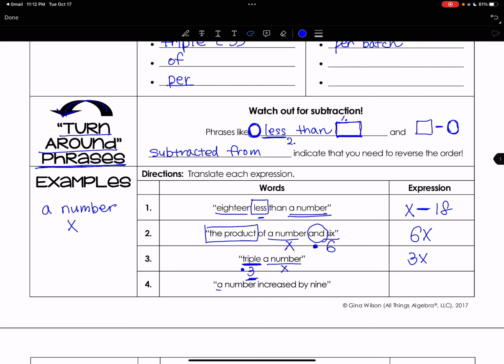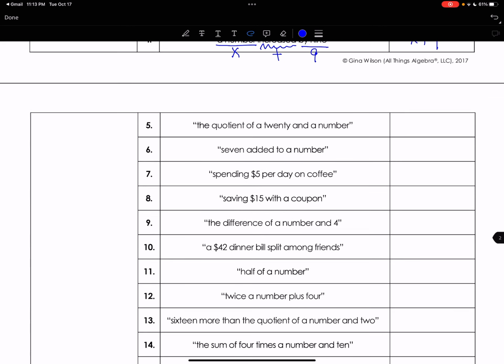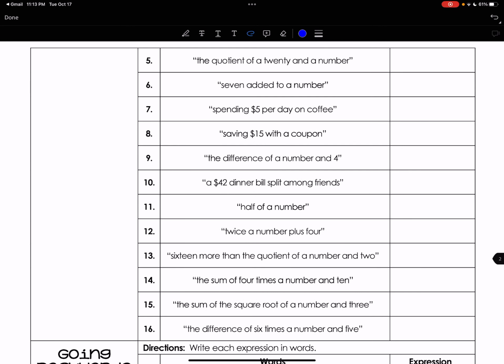And then a number can be translated as variable x. Increased can be written as plus, and by 9. So it could be translated into x plus 9. Since we did 4 problems together, you can try the rest on your own, and then you can look at my explanation later. You can try first. You can pause it and then try on your own.